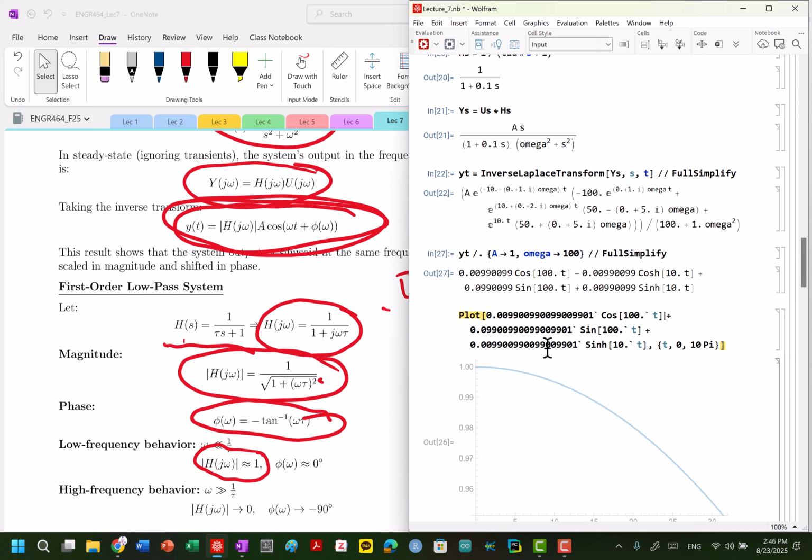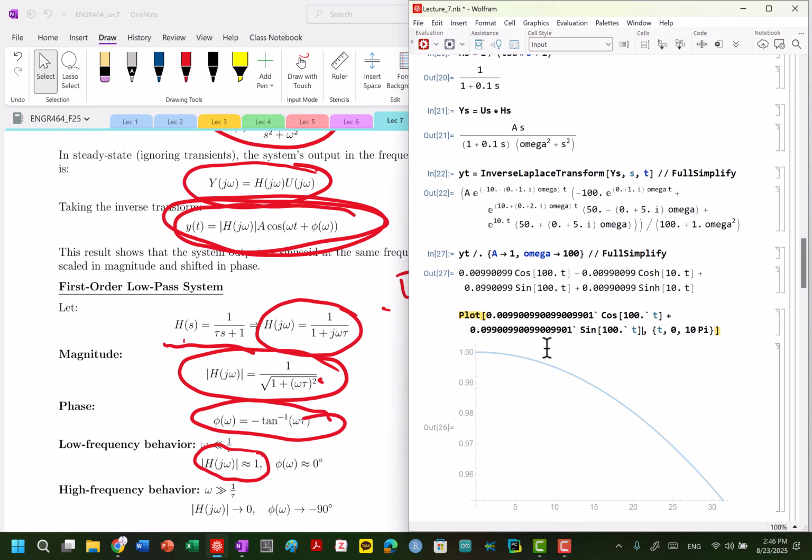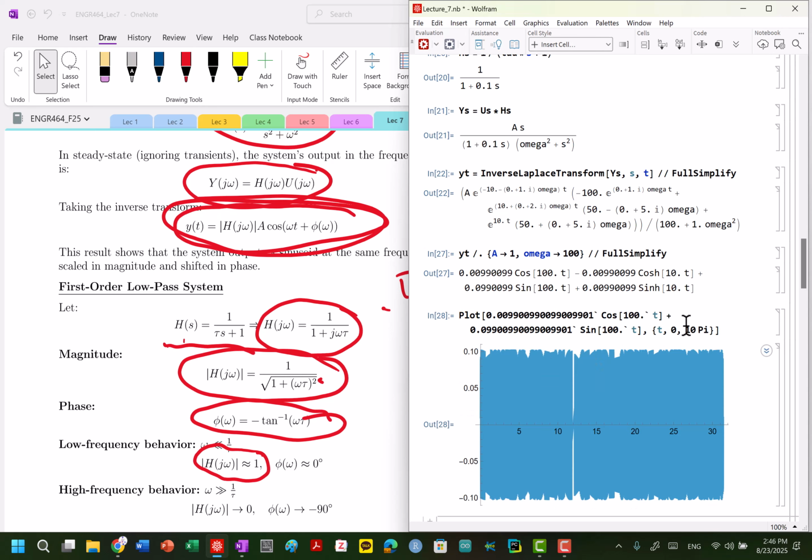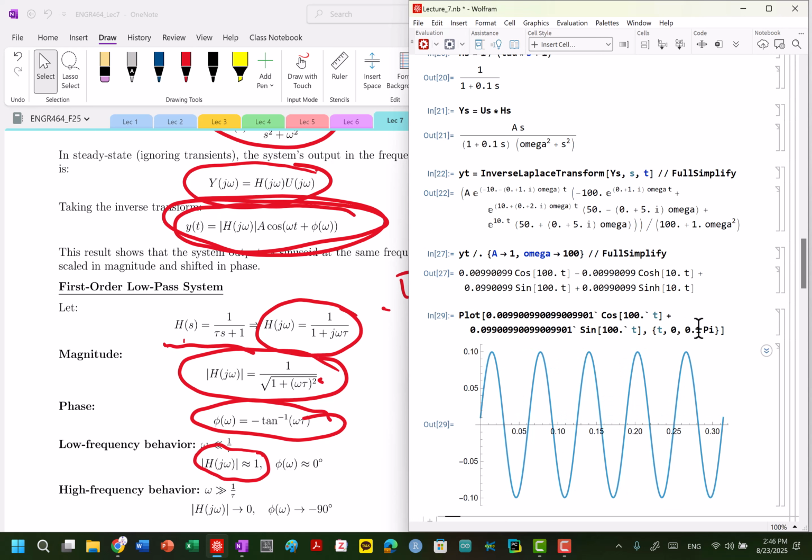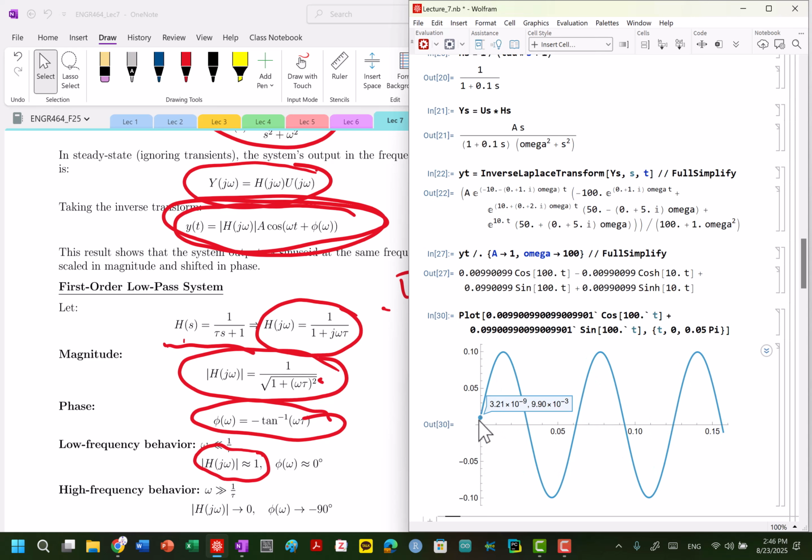Let's go ahead and look at it, 0.1. And let's look at it, maybe 0.05. So we can see here I'm getting close to 0 for my magnitude, and I'm phase lagged, right? I'm 90 degrees shifted. So this is great, but this is a lot of work.